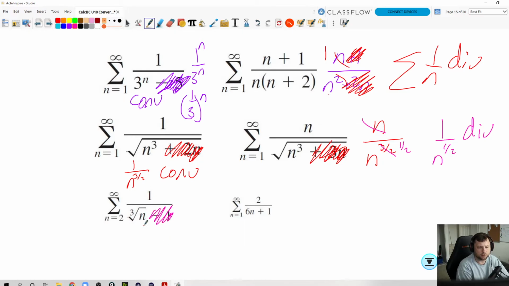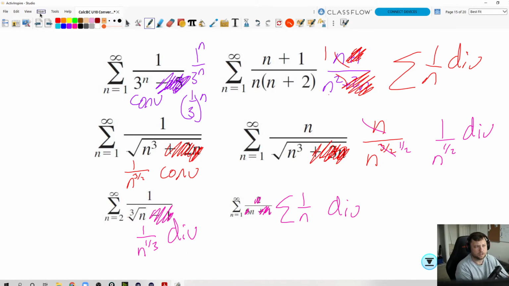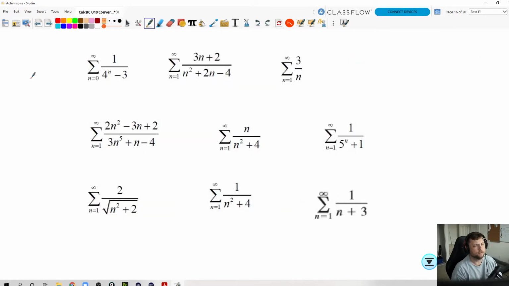Next one right here, I don't care about the -1. I only care about the rest, so that's like 1 over n to the 1/3 power. That's another p series. That p is less than 1. We're going to diverge. This one right here. Again, this doesn't matter. You know what else doesn't matter? Coefficients. Just getting rid of them. This is close enough to 1 over n. And 1 over n diverges by p series because the p is 1. So the original also diverges. Let's check a few more out.